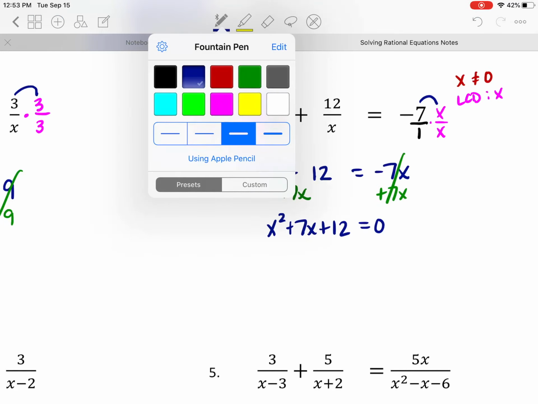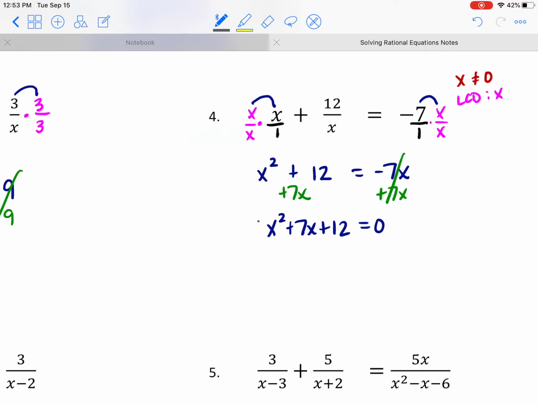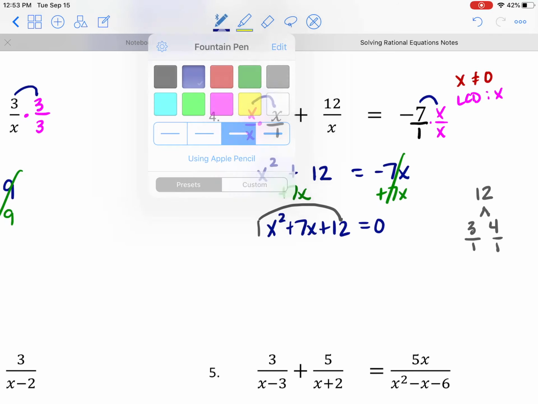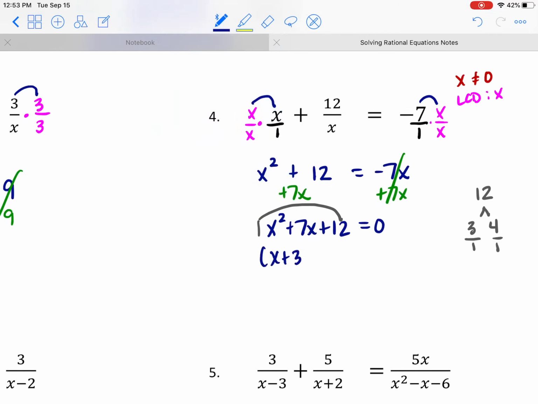Let's see, different color. How about gray? If I factor here, 1 times 12 is 12. Factors of 12 that make 7 would be 3 and 4. And dividing by 1's not going to change those. So this is going to factor into an x plus 3 and an x plus 4, which means our solutions are going to be a negative 3 and a negative 4.